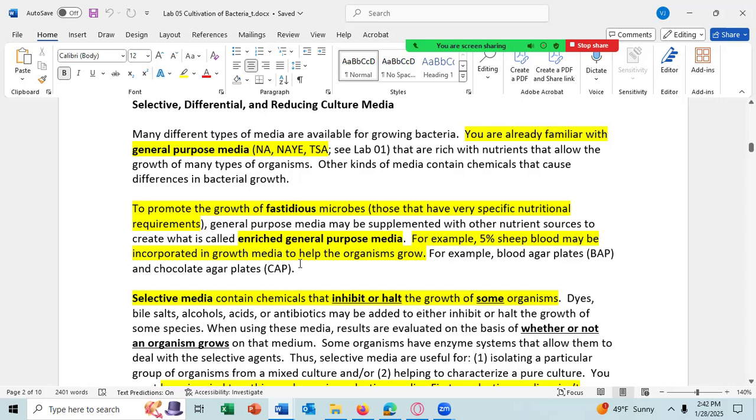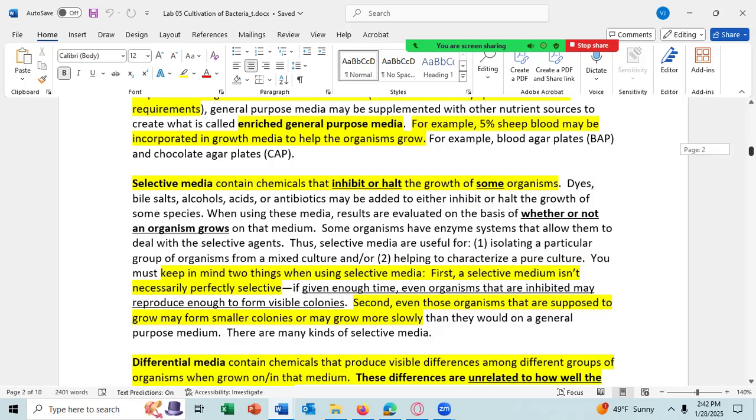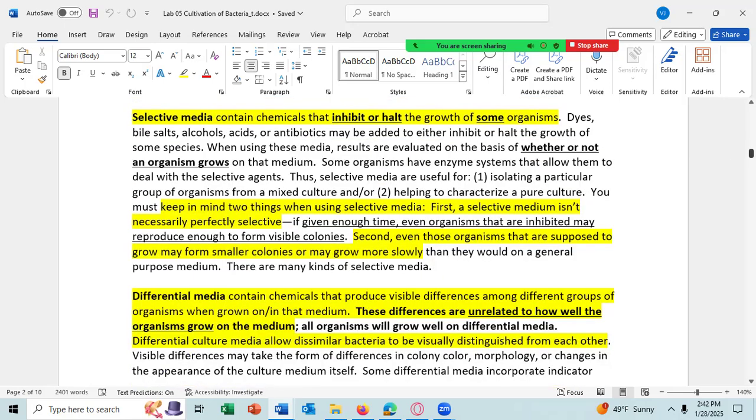So, an enriched general purpose media is both non-selective and enriched, allowing fastidious organisms to potentially grow. There's also selective media, and that contains chemicals in it that inhibit the growth or halt the growth of a certain type of organism.